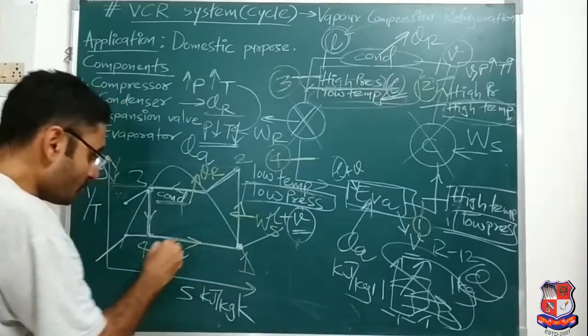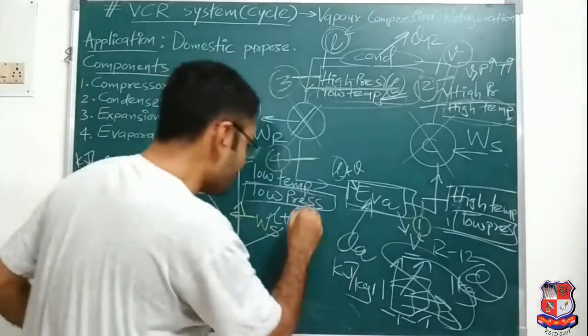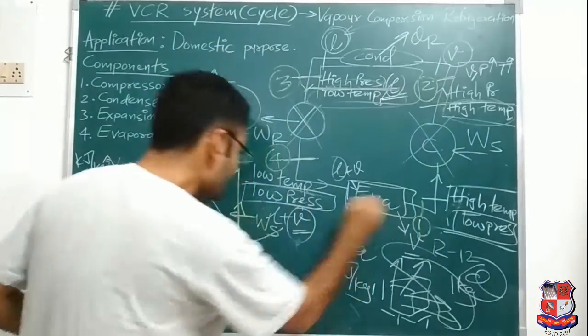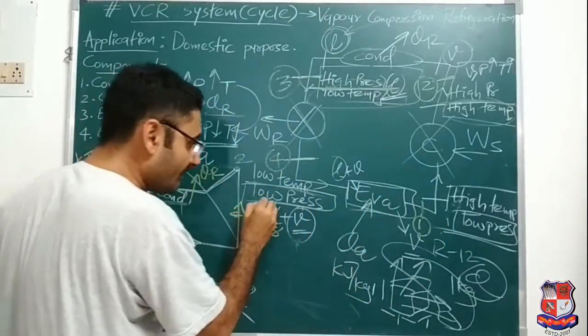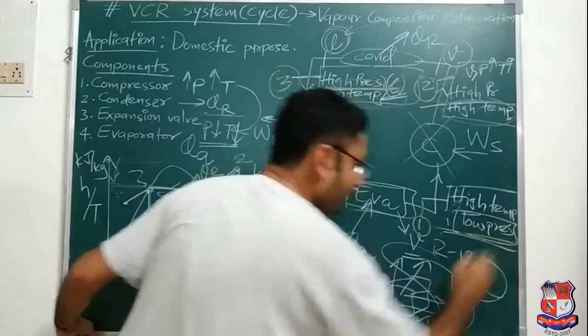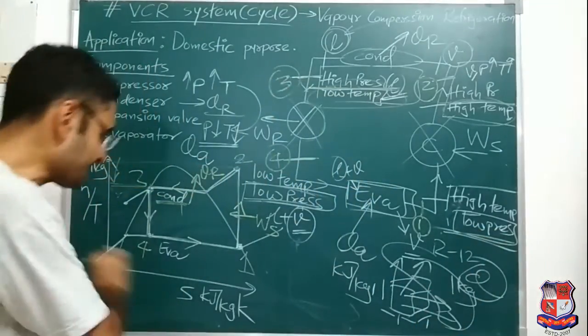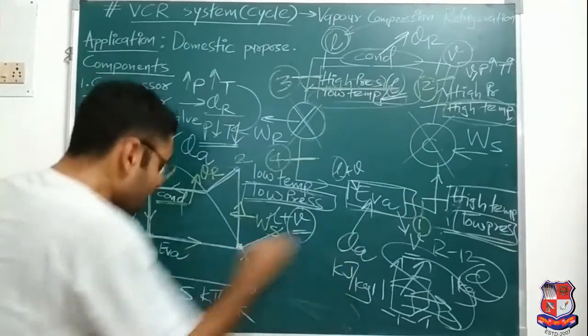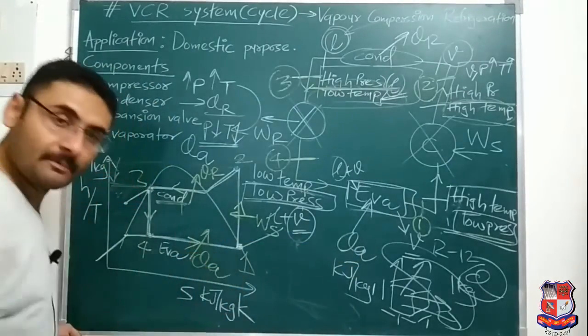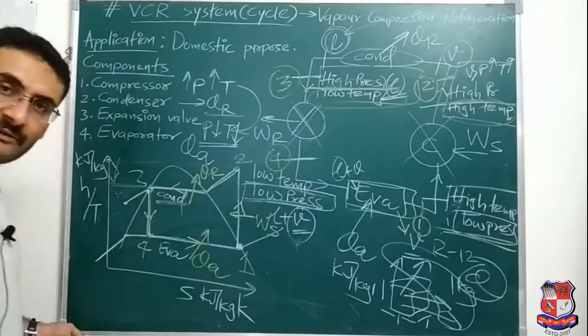4 to 1, what has happened? It is a constant pressure process. Why? Because between 4 and 1 the evaporator is present. At the inlet of the evaporator there is low pressure and at the outlet of the evaporator there is low pressure, so pressure is constant. And in the evaporator, heat is absorbed and the cycle may continue.